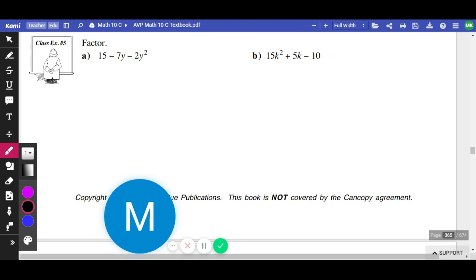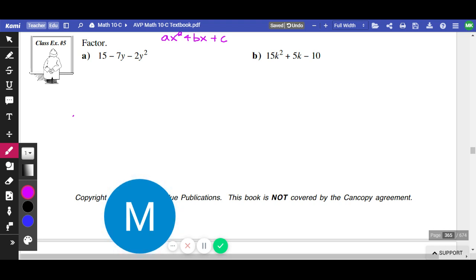The first thing is, when I go to factor a trinomial, I want it to be in the form ax squared plus bx plus c. That means I want it to be in descending form, right? We've talked about that. So highest exponent first, then lower, then lower. So this guy right here is not in descending form, so I would rewrite it.